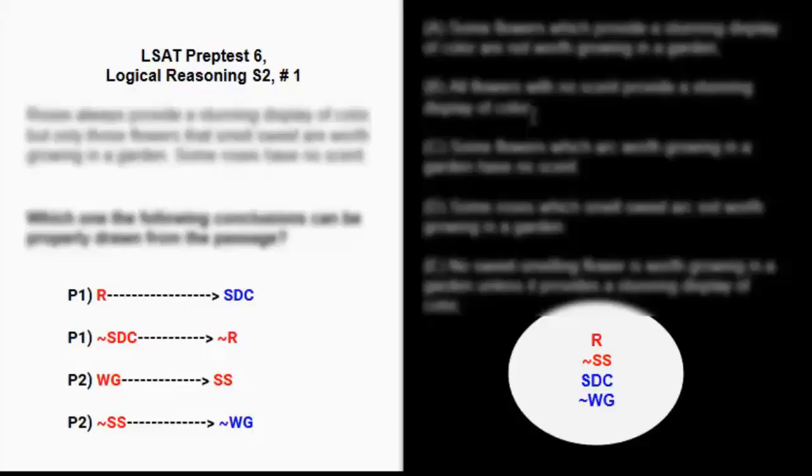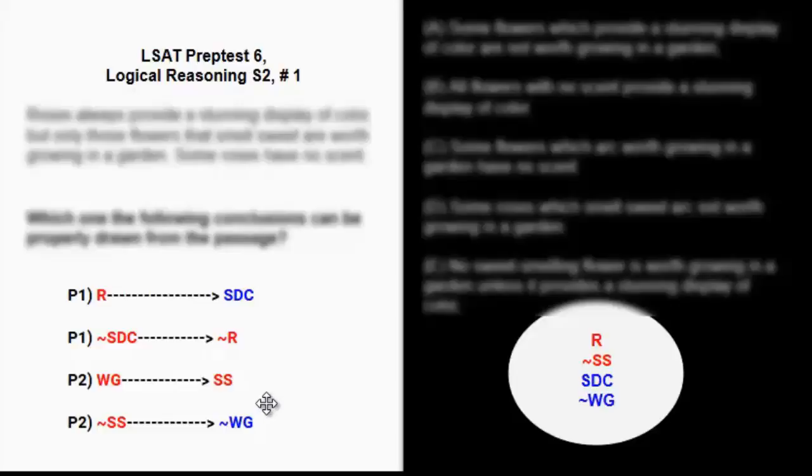B: all flowers with no scent provide a stunning display of color. Let's say we have that. All flowers, so no scent right here, SDC. No, we can't derive that. That's something we don't know anything about. So B is out. Now we're back into our some universe for answer choice C.